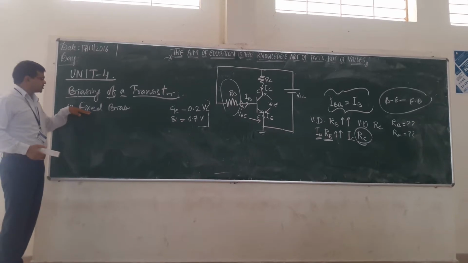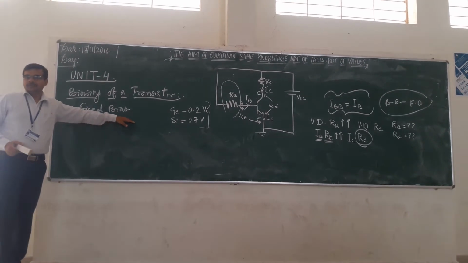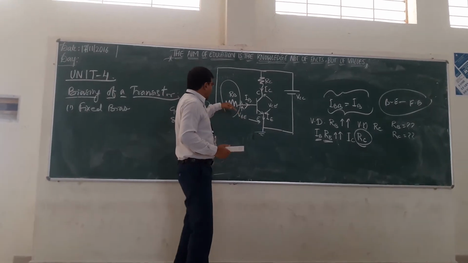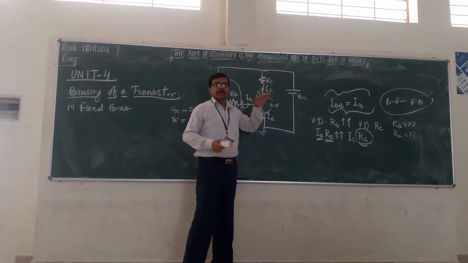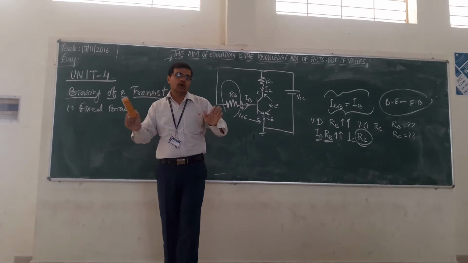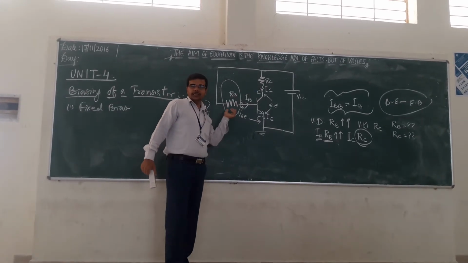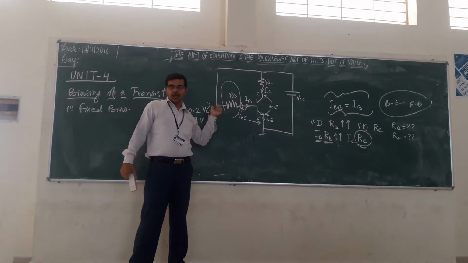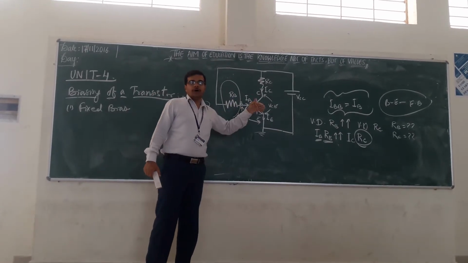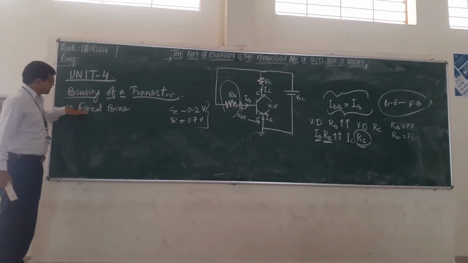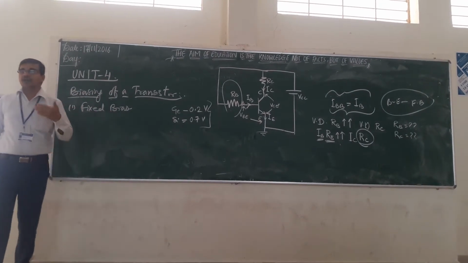This type of biasing is called fixed biasing. Fixed biasing means once we have calculated the values of RB and RC, they are fixed. Now we cannot make any modification because the resistors are constant. Whenever you design a transistor this way, this type of biasing is called fixed biasing. This is one way.